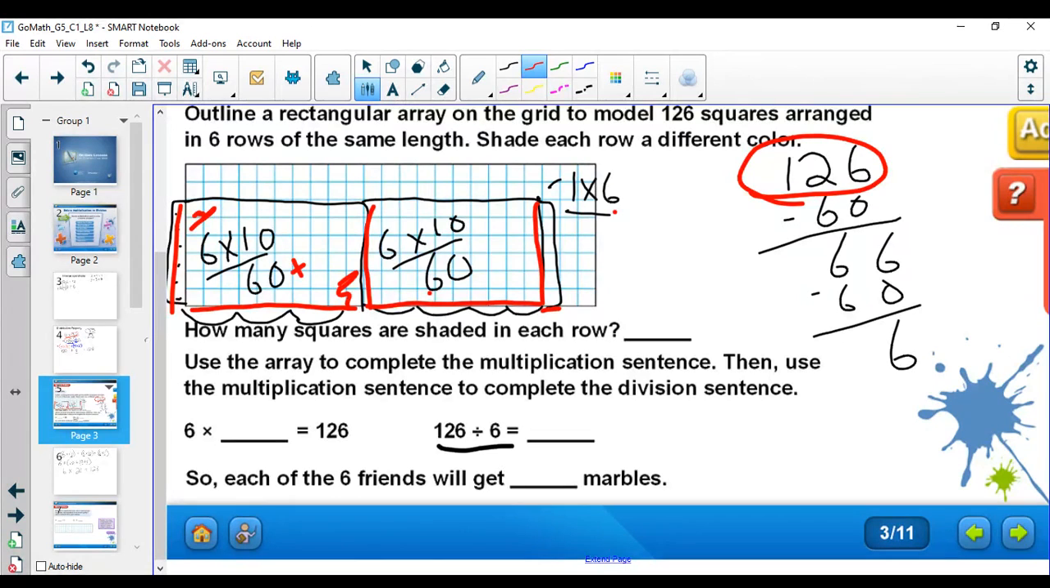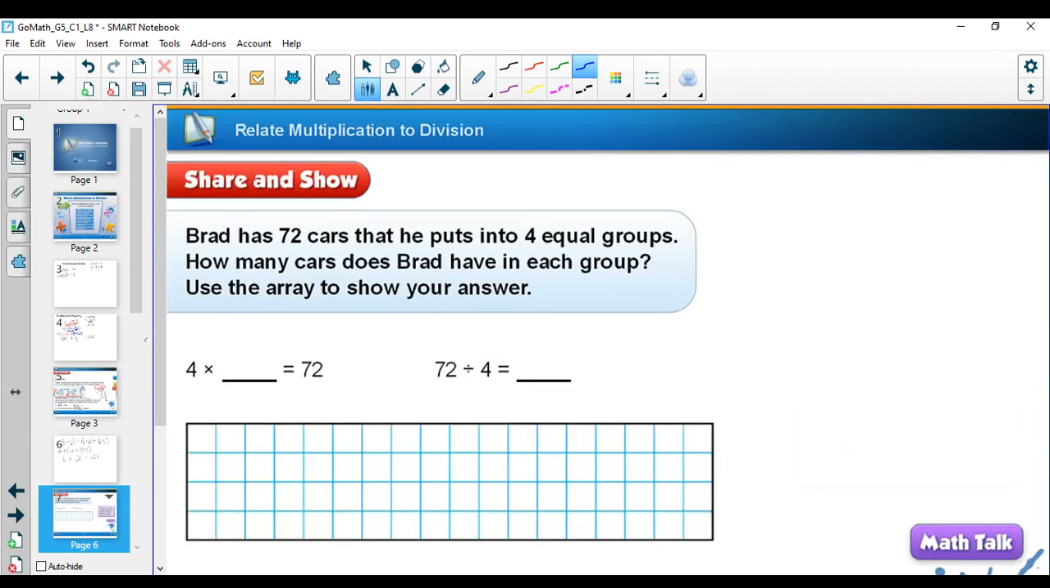So if we add together our factors that we multiplied by 6, which are 10, 10, and 1, then we get our answer. And 6 times 21 equals 126. So that means that each of the 6 friends will get 21 marbles.